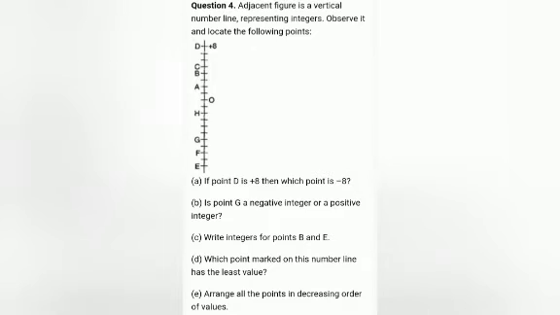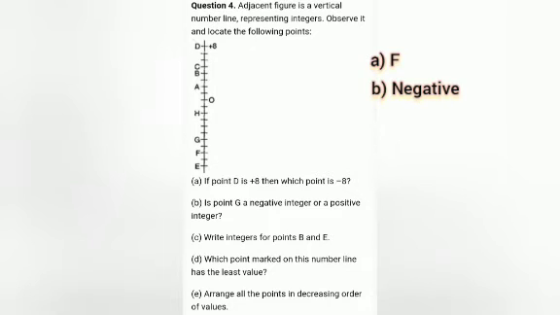So which point is minus 8? From 0 you will go downwards, because up is plus, so down should be minus. You will count 8 points: 1, 2 is H, 3, 4, 5, 6 is G, 7, 8 is F. So F is the point denoting -8. Is point G a negative integer or a positive integer? See which side G is. It is below 0, so it is a negative integer.